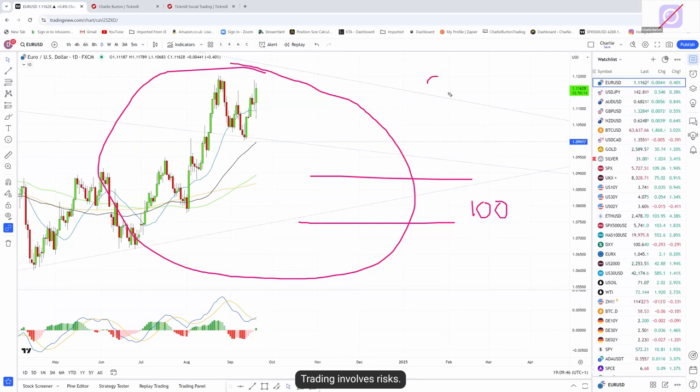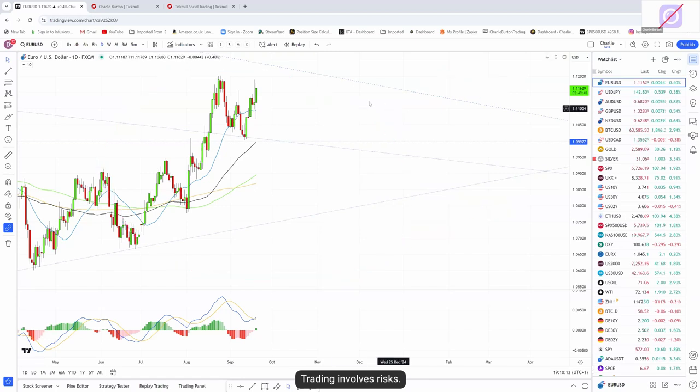Even if you need, for argument's sake, a 100 pip stop, yes, the minimum lot size in FX is 0.01 of a lot, but probably a minimum of $1,000 in a trading account would be all right. If you said, oh, I've only got $200 in a trading account, yeah, that's going to be tough. But yeah, minimum of $1,000 that you can swing trade. Yep.